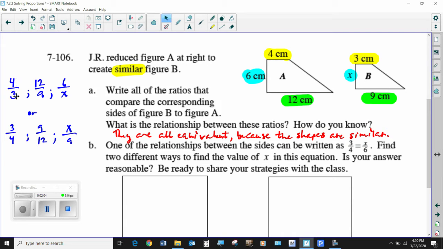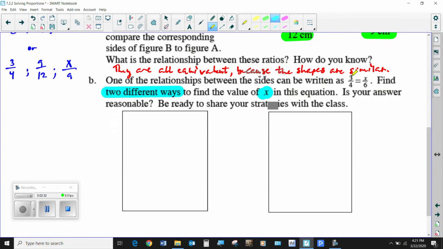Now you can prove that 4/3 is equivalent to 12/9 just by simplifying those two ratios, but you can't prove it with the 6/x, so we just have to trust the process. They are in fact equivalent ratios, which means that they're proportional, which means that we can solve for x by setting up proportions. So it says here to solve in two different ways for x. So go ahead and stop the video. Solve 3/4 is equal to x/6 using two different techniques that we have learned in class. When you're done, let's come back and see if your two techniques match the ones that I would use.